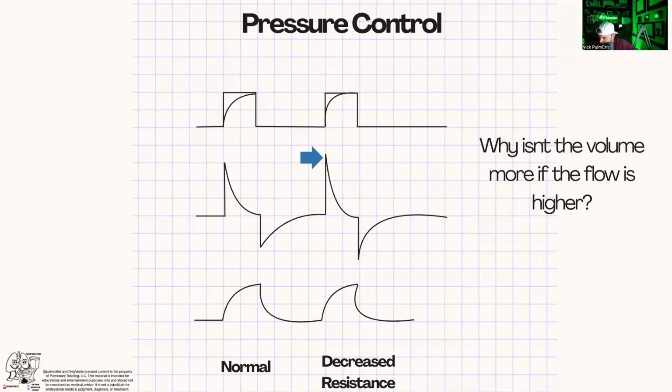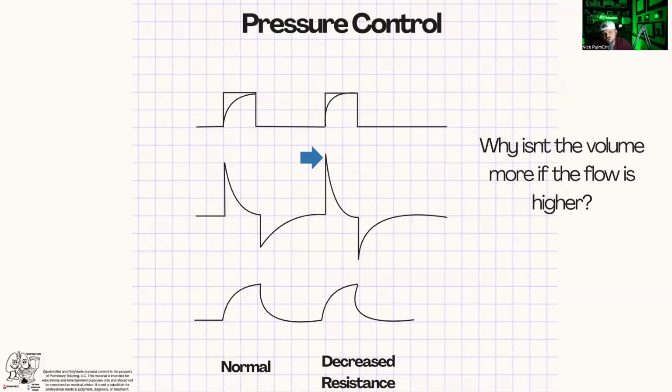You guys are on fire tonight, so I'm very confident you're going to get this. So when the resistance goes down, your peak inspiratory flow goes up because there's less resistance for the same pressure, but you get the same amount of volume. Wouldn't you think that you should get more volume if your flow is higher? Thinking hard. Going once, going twice. Not sure. This one's harder.